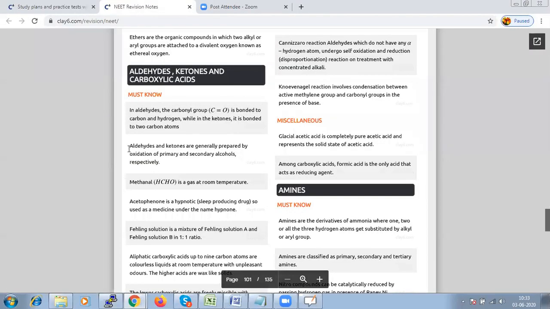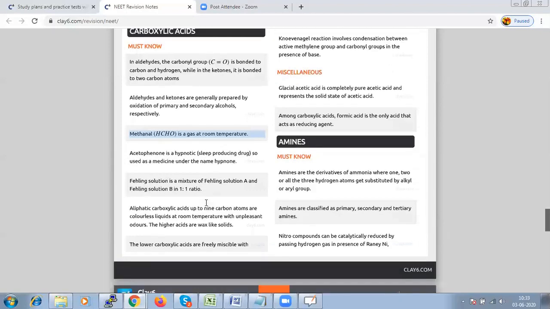We can say that aldehydes and ketones are generally prepared by oxidation of primary and secondary alcohols. And of course, methanal is actually a gas at room temperature, and acetophenone is hypnotic, that is, it is being used as a drug for sleeping. Fehling solution is a test, a mixture of solution A and B in the ratio 1:1.